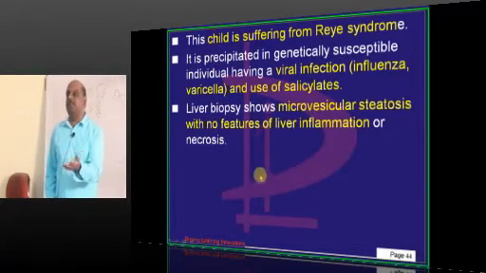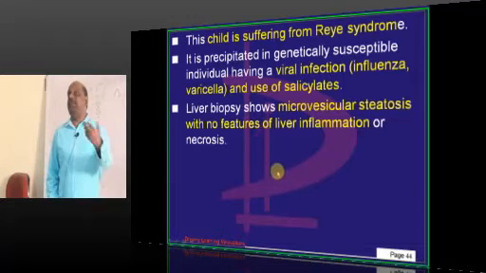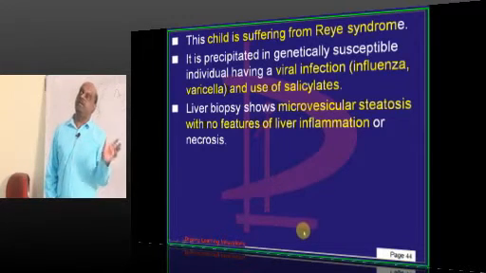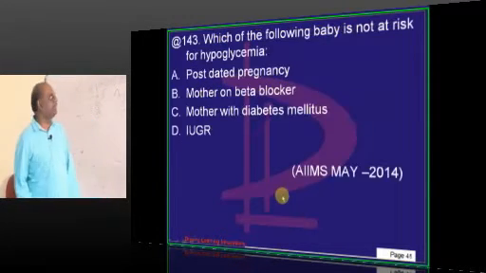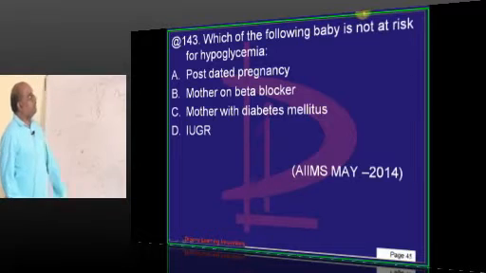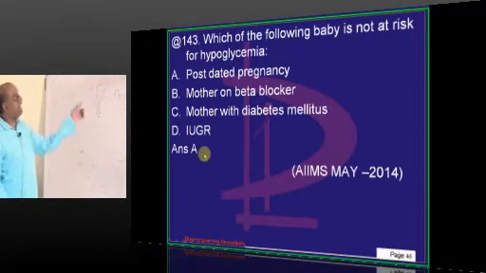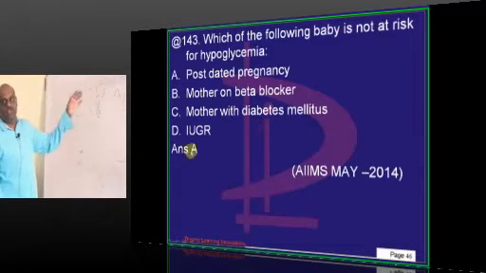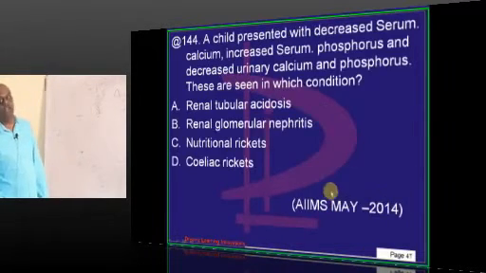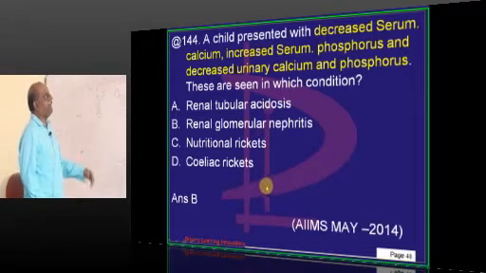And how does Reye syndrome present? Fulminant hepatic failure will be the presenting feature. Suddenly the patient will go into a comatose state because of that. Then what is the risk factor for hypoglycemia? Classically, the mother on beta blocker, mother with diabetes or IUGR, not post-dated pregnancy, is what needs to be remembered.